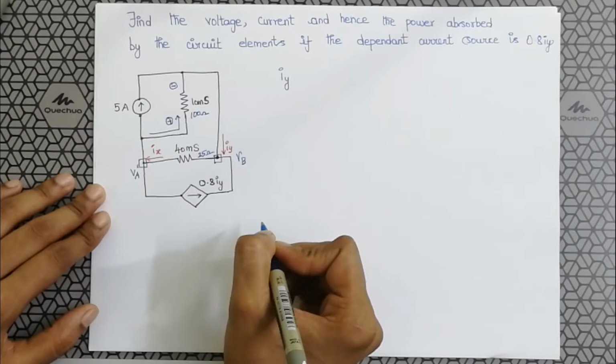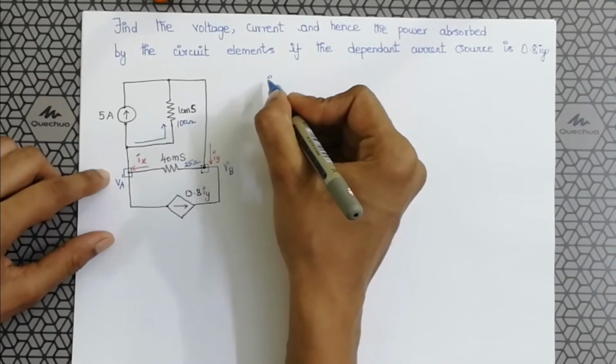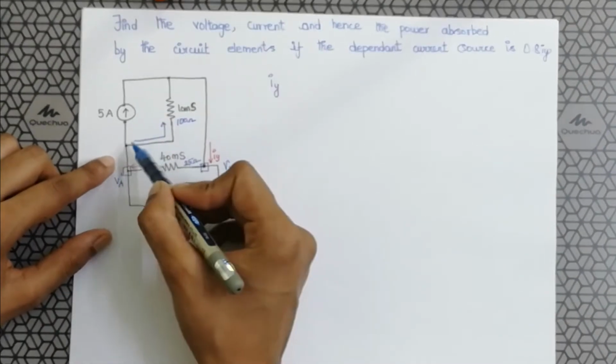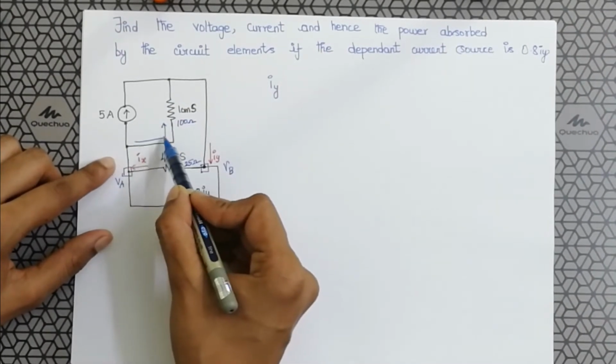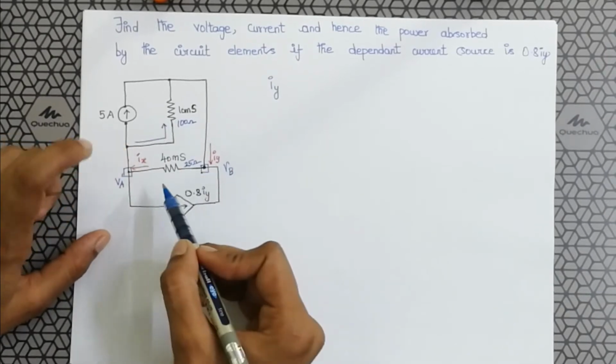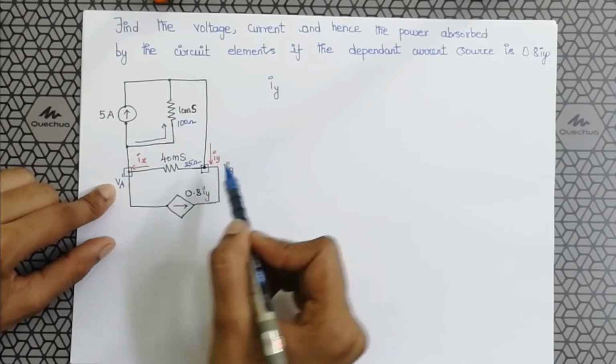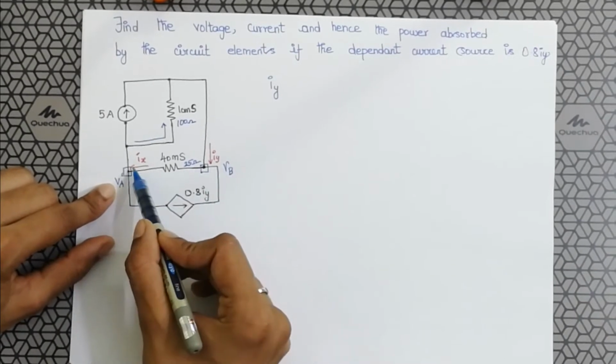We are assuming that the current through this resistor is from this direction and the current through this resistor is in this direction. The voltage at this node, let us say, is VA and the voltage at this node, let us say, is VB. Iy is 5 ampere plus the current through this resistor. We are considering the direction from A to B. The voltage at this node is VA and the voltage at this node is VB. And the current is from B to A here.